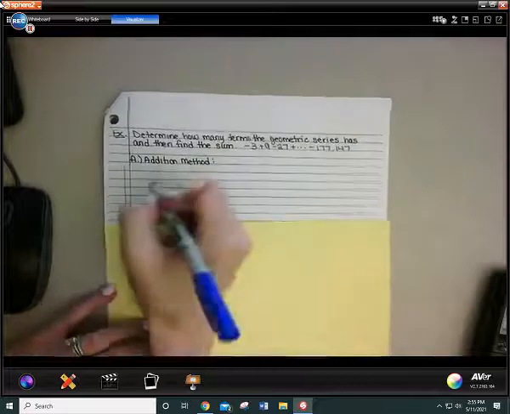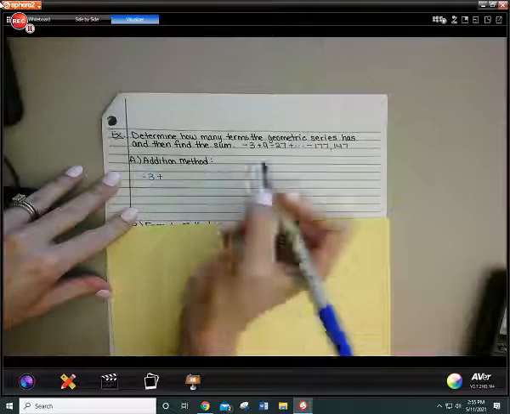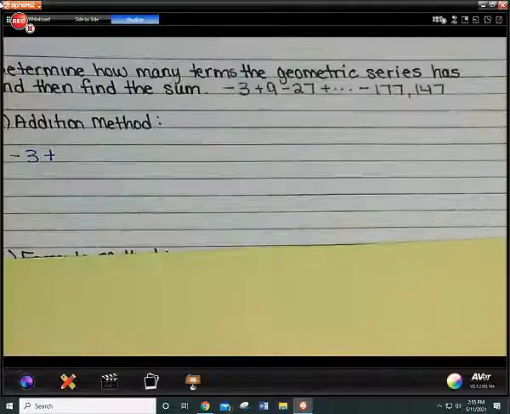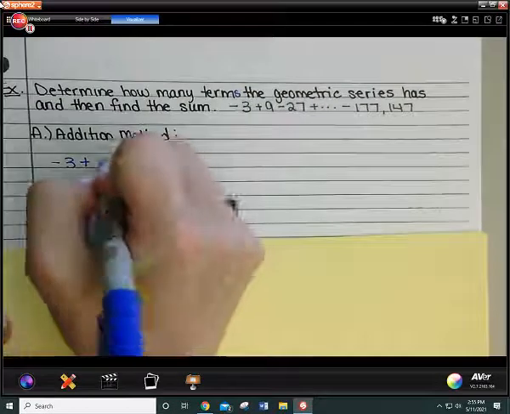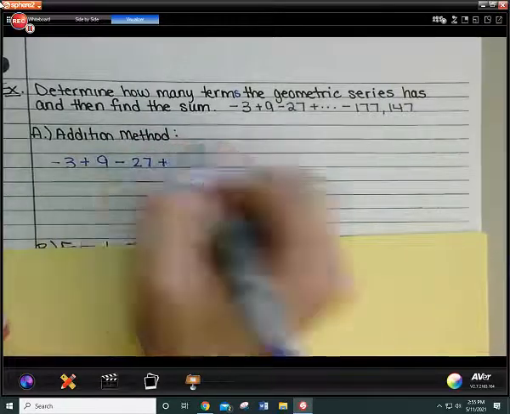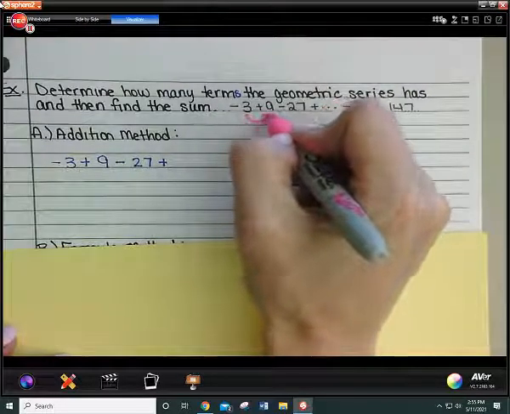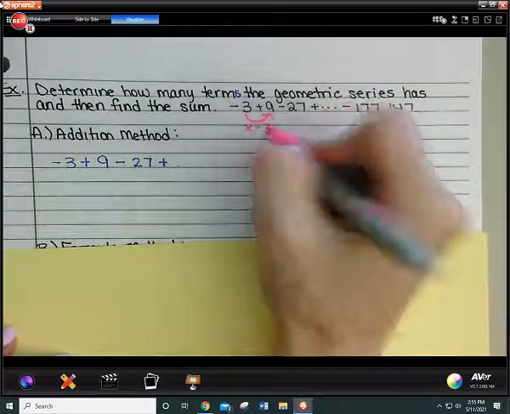Yep. The geometric series has, and then find the sum. So again, let's look at, we've got -3 plus 9 minus 27. Figure out what they are doing. So from term to term, they are multiplying by -3.